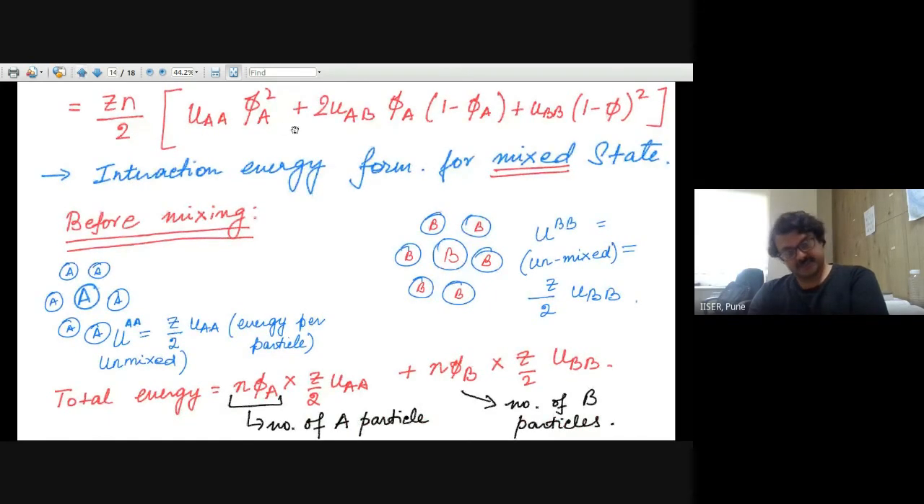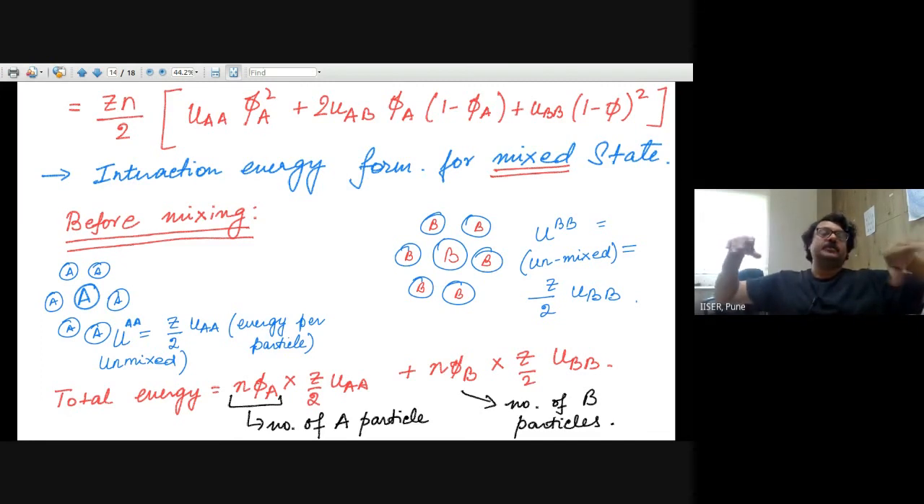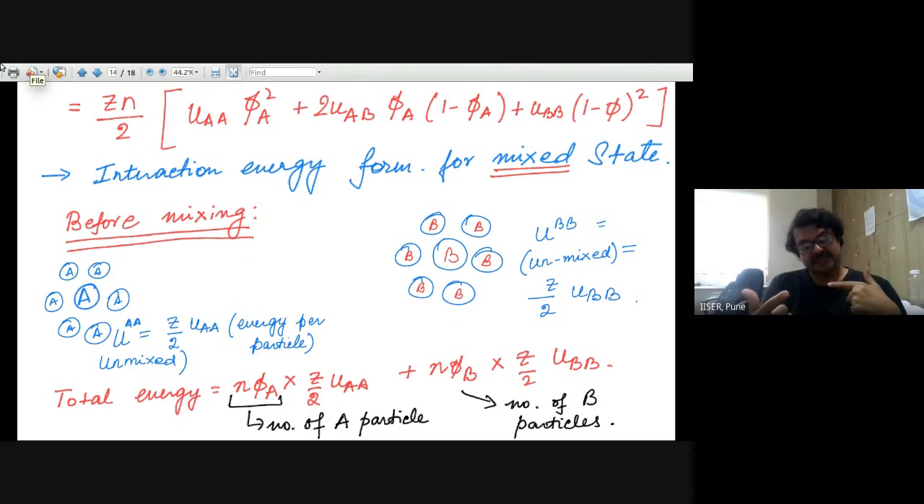This was the energy of interaction for mixed, and previously we had also calculated the entropy of mixing, right? In the unmixed state, the number of microstates is only one. On one side you have A, and on the other side you have B, right? So you don't have to calculate the entropy in the unmixed state. You have to only calculate the energetics in the unmixed state and in the mixed state, right?